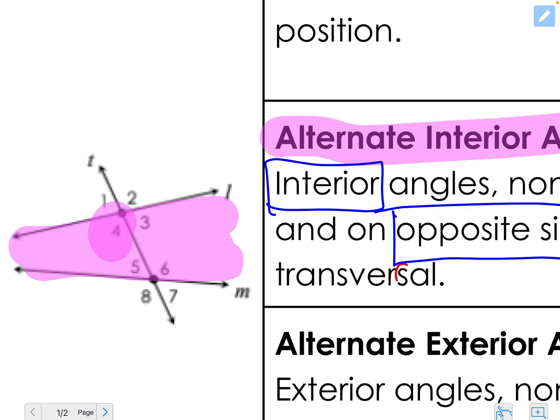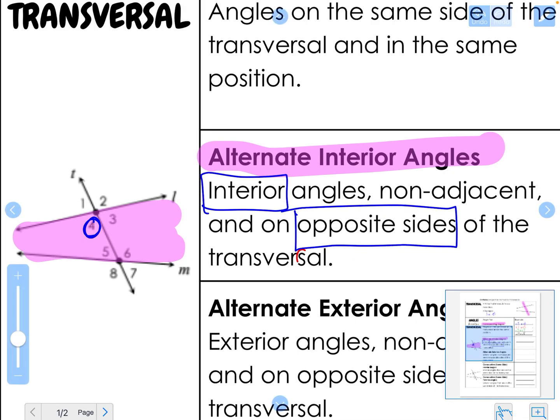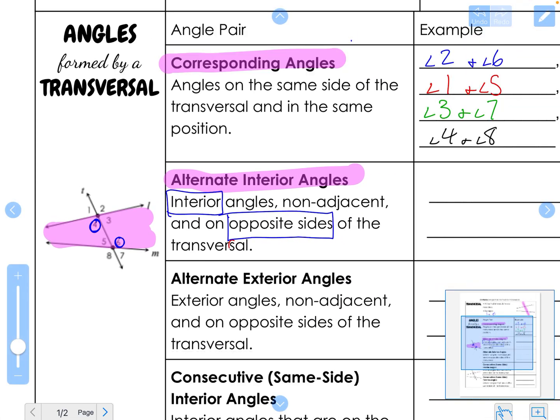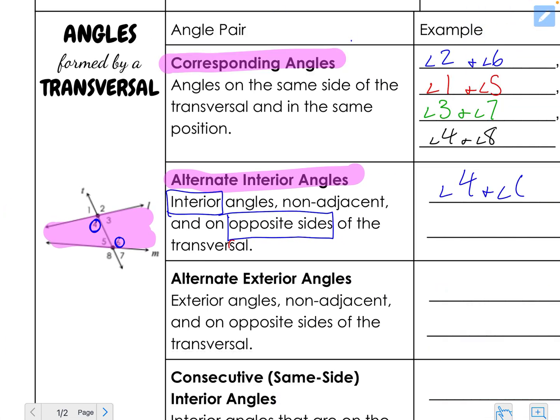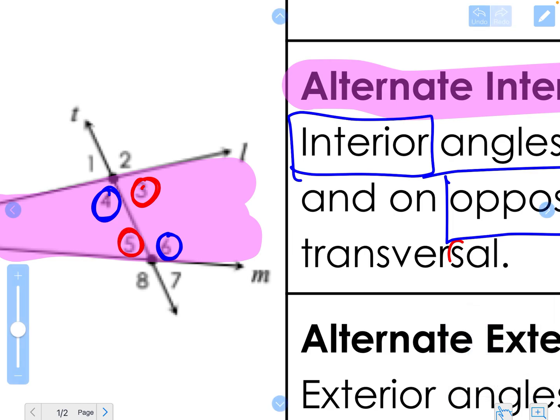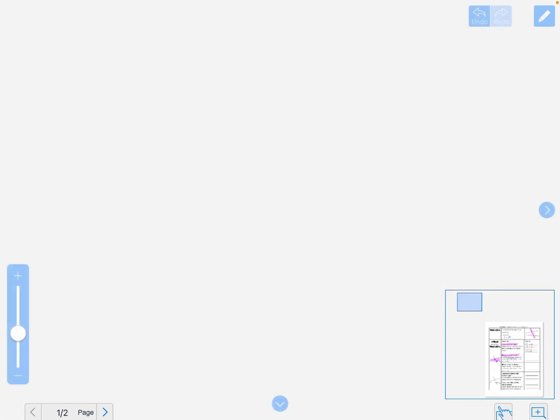So if we look at angle 4, let me actually get something I can write with. If we're looking at angle 4, it has to be on the opposite side of the transversal, and it cannot be adjacent. So 4 and 3 would be adjacent, and so 6 is going to be on the opposite side, and it's going to be the alternate interior angle. So angle 4 and angle 6 are alternate interior angles. So 4 and 6 are alternate interior, 3 and 5 are also alternate interior angles.